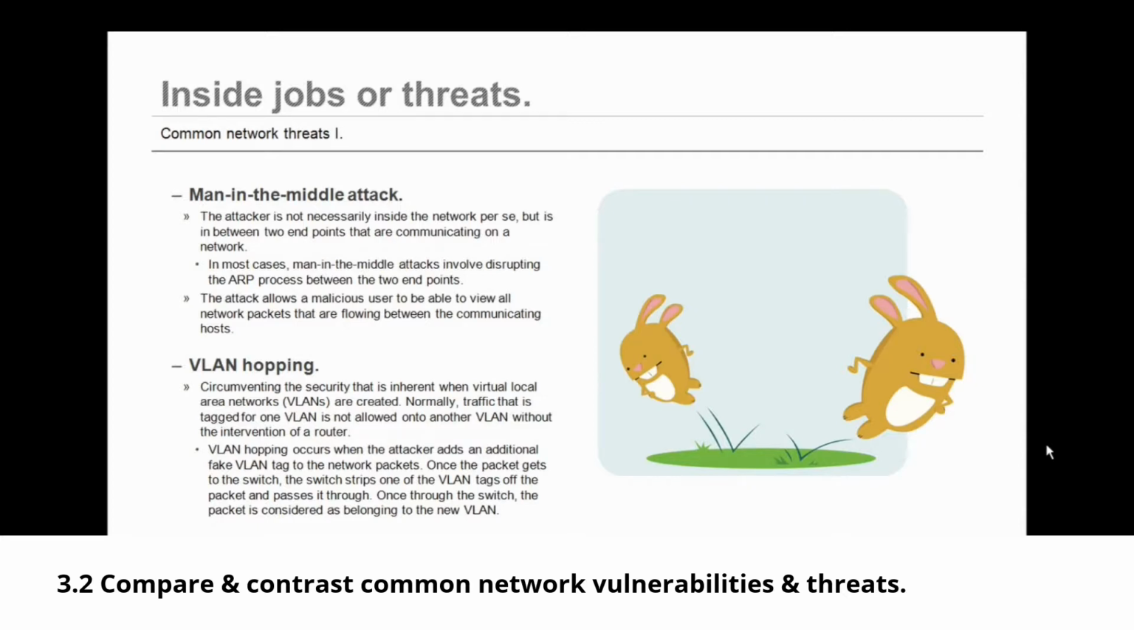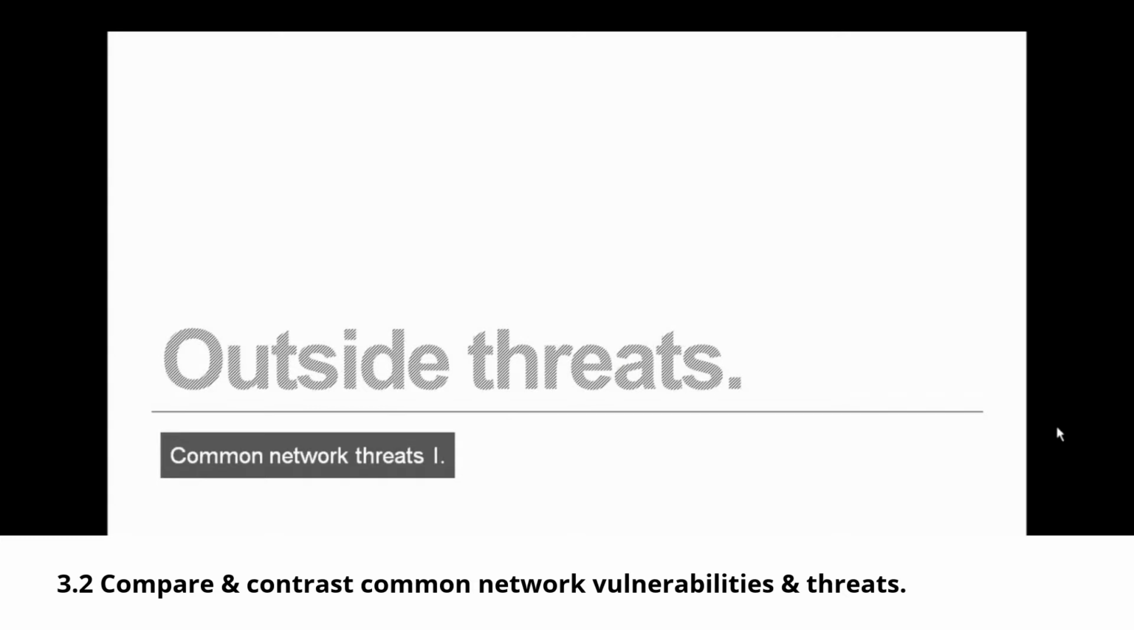Normally, traffic that is tagged for one VLAN is not allowed onto another VLAN without the intervention of a router. VLAN hopping occurs when the attacker adds an additional fake VLAN tag to the network packets. Once the packets get to the switch, the switch strips one of the VLAN tags off the packet and then passes it through. Once through the switch, the packet is considered as belonging to the new VLAN, thus bypassing the security that's inherent in VLANs.